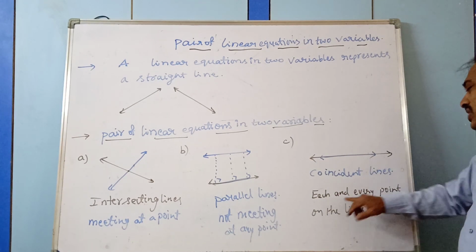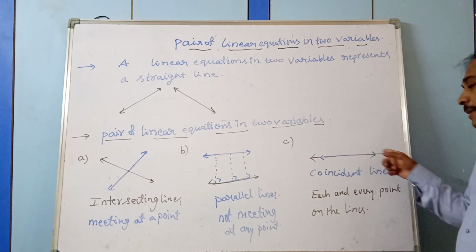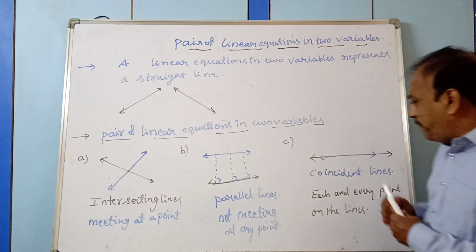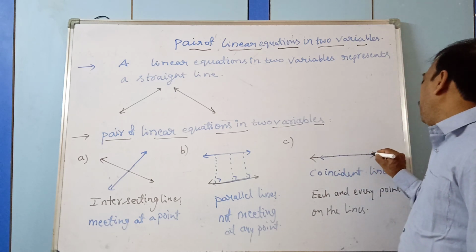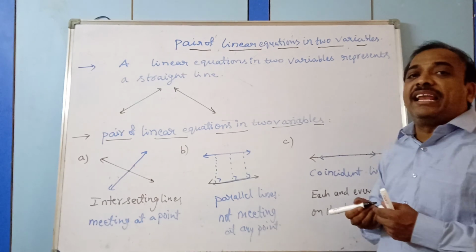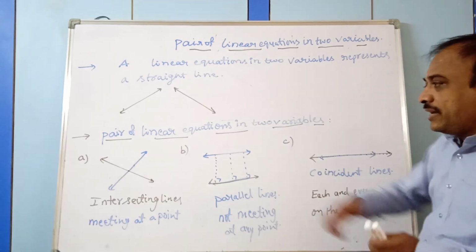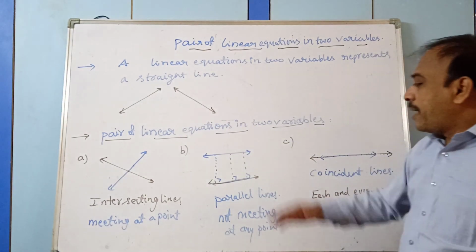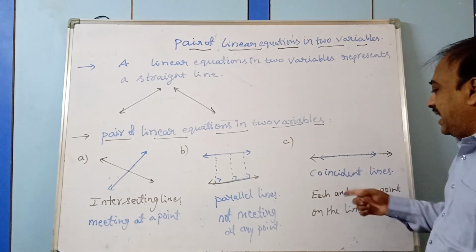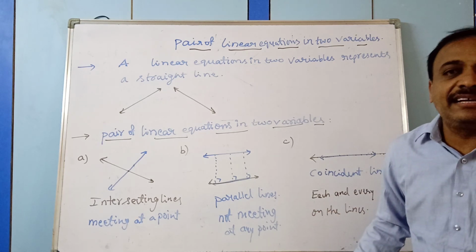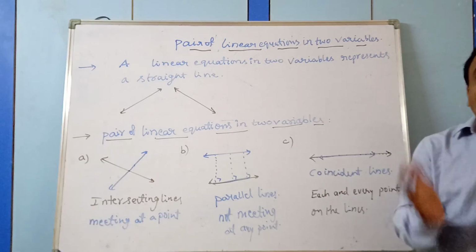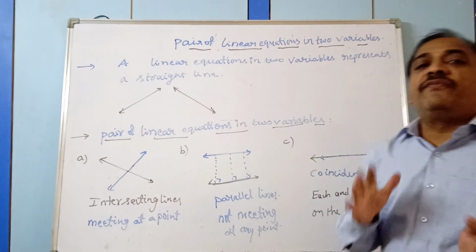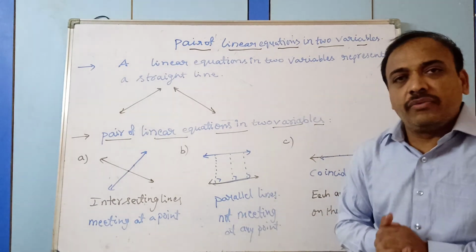We will have each and every point on the line only. There are so many points. Here one point, here one point, here a point. Each and every point is on the line. See the difference? Intersecting lines, parallel lines, and coincident lines. So this is the introduction about pair of linear equations in two variables.